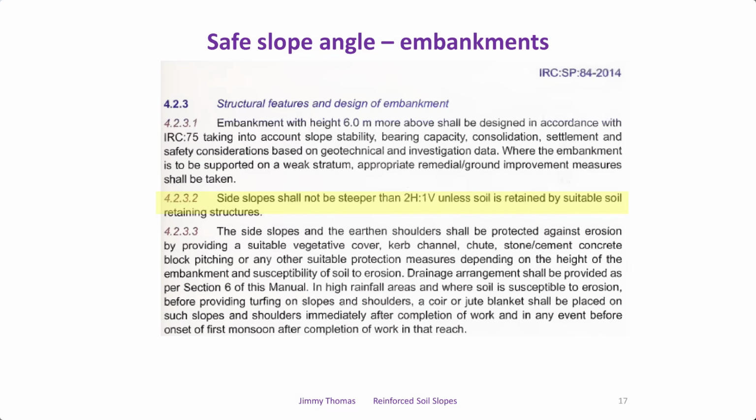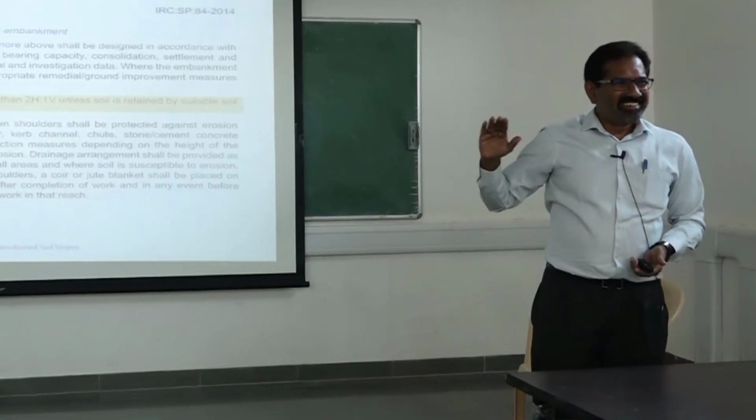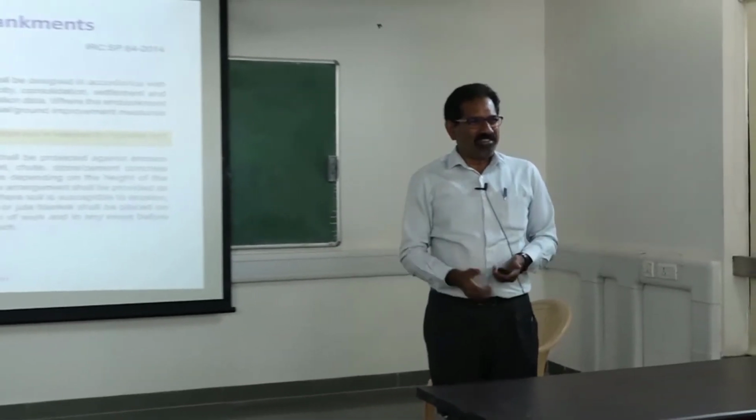And again, this is the IRC code. Here also, if you read, it's very interesting. Side slope shall not be steeper than two horizontal, one vertical, unless soil is retained by suitable soil retaining structures. So what do you make out of that? One person told me that if I have a retaining wall and soil is retained, then I can have it steeper. Actually, I would not blame him. Even our code creates more confusion.